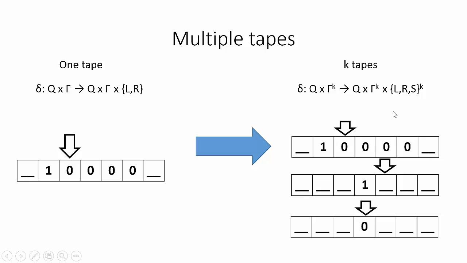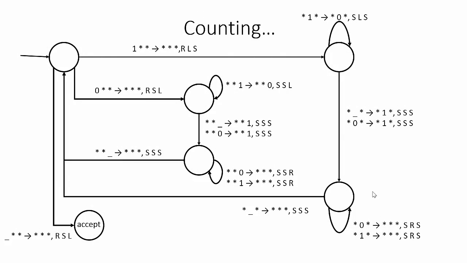And one more thing we can do to make working with multiple tapes easier is this S over here. It means that we don't have to move all the tapes every time. We can work on one tape and make other tapes idle, meaning they stay at the same spot until we need them later. So let's look at the example. This is an example of counting with three tapes.